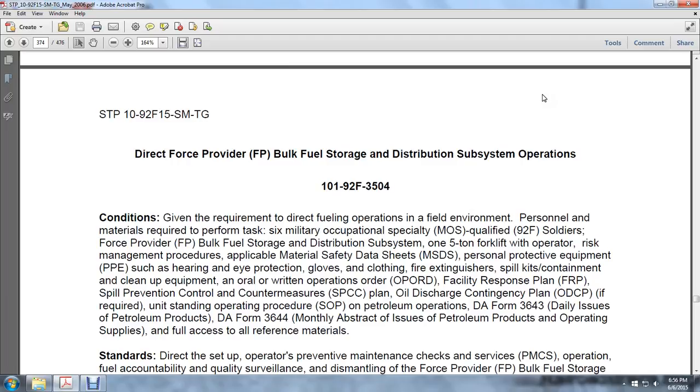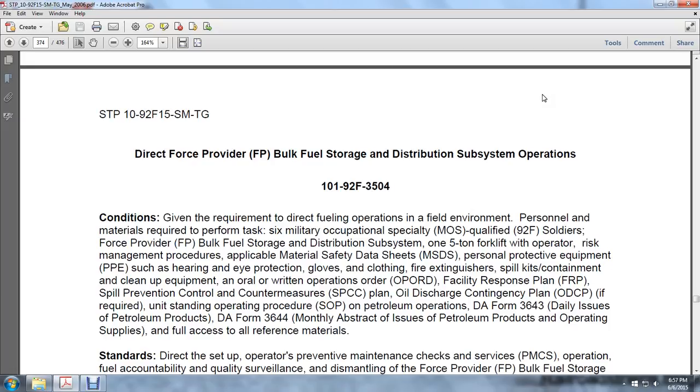Okay, direct force provider bulk fuel storage distribution subsystem operations. Given the requirements to direct the fuel operation, field environmental personnel and materials required to perform the task: 6 military occupational specialists, MOS 2 qualified 92F soldiers, force provider bulk fuel storage distribution system, 5-ton forklift operator, risk management procedures, applicable material safety data sheets, personal protective equipment such as hearing and eye protection, gloves, clothing, fire extinguisher, spill kit, contamination cleanup equipment, oral and written operation orders, facility response plan, spill prevention control countermeasures oil plan, oil discharge contingency plan, if required, using standard authorization procedure on petroleum operations.